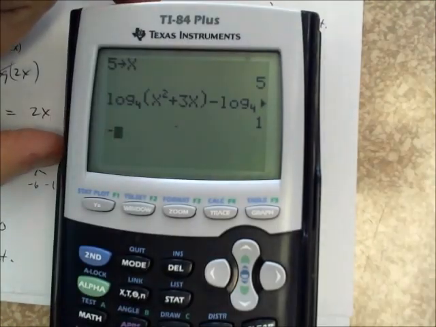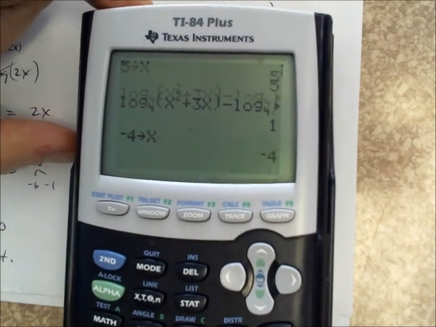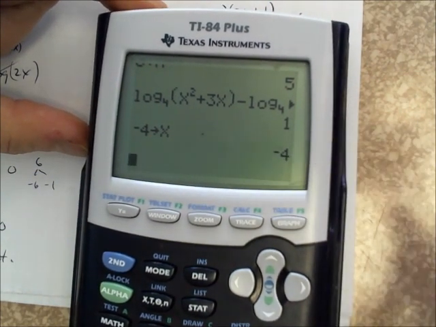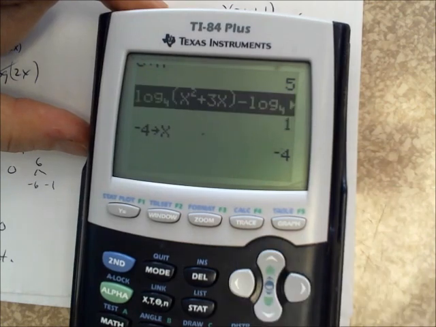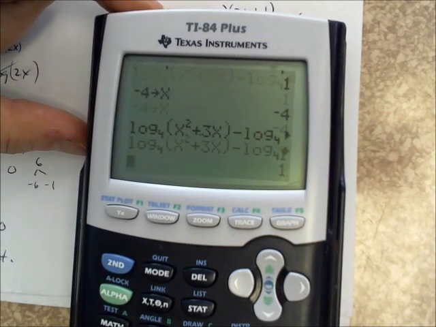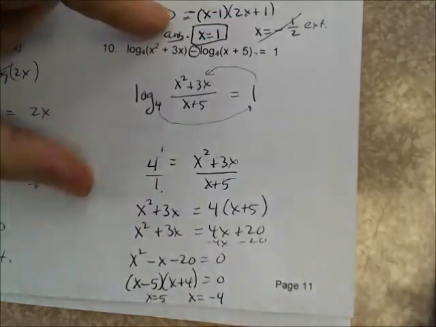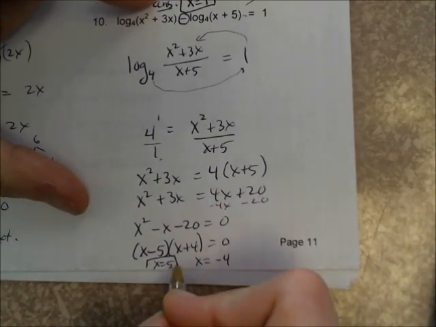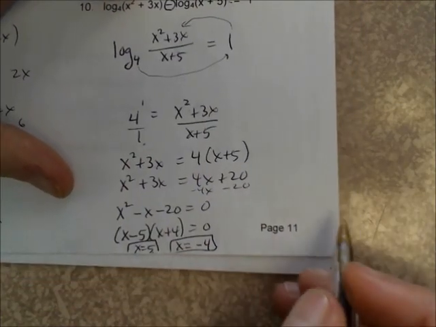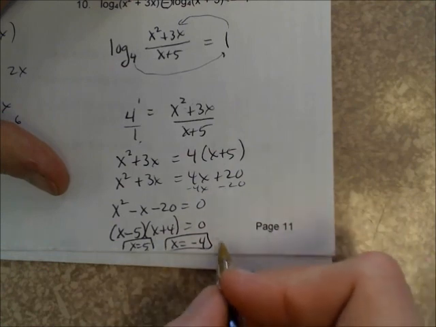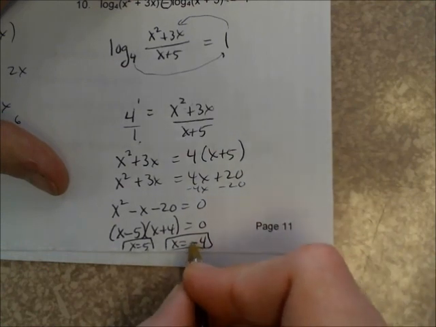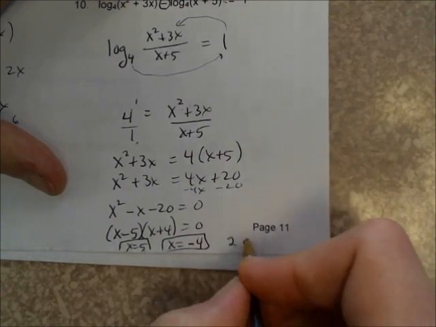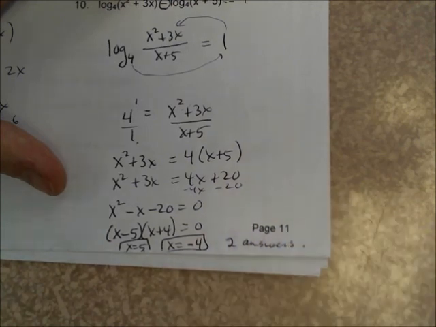Now let's store negative 4 in for x. So now my calculator thinks x is negative 4, and let's go up and check that exact same problem. And it's equal to 1. It's not an extraneous solution. So we actually have 2 answers to this problem: x equals 5 and x equals negative 4. Neither are extraneous. Even though x is negative, we have 2 answers to this problem.